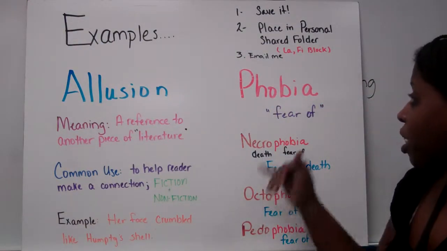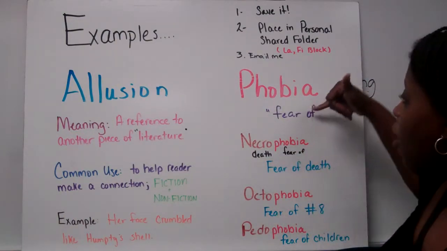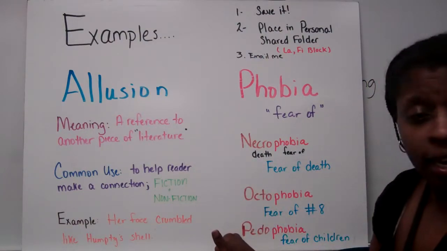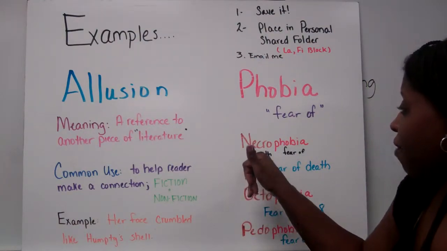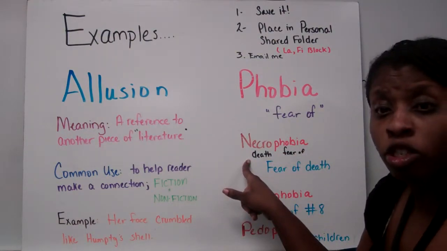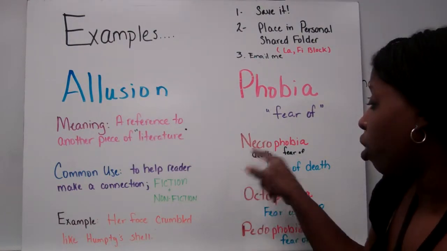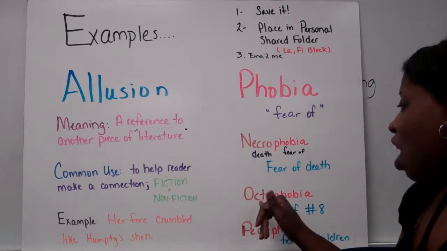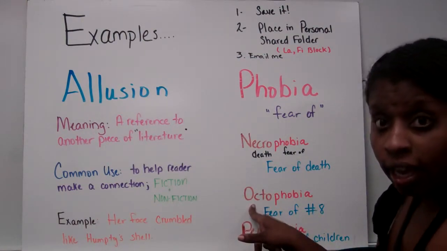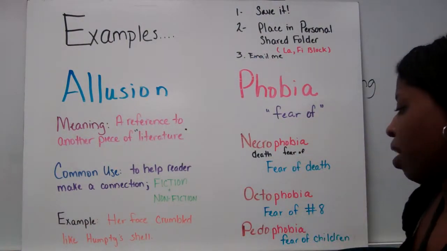Now let's look at a Greek stem example. This Greek stem is phobia. Phobia means fear of. And as you can see, I've given 3 examples. I first have necrophobia, which is the fear of death. Then I let my student know that necro is a Greek stem for death. Next I have octophobia, fear of the number 8. Octo is a Greek stem for the number 8. Phobia is fear of.